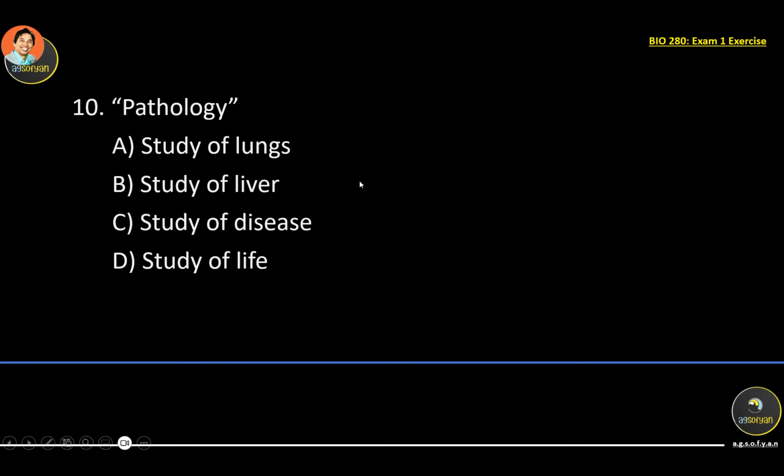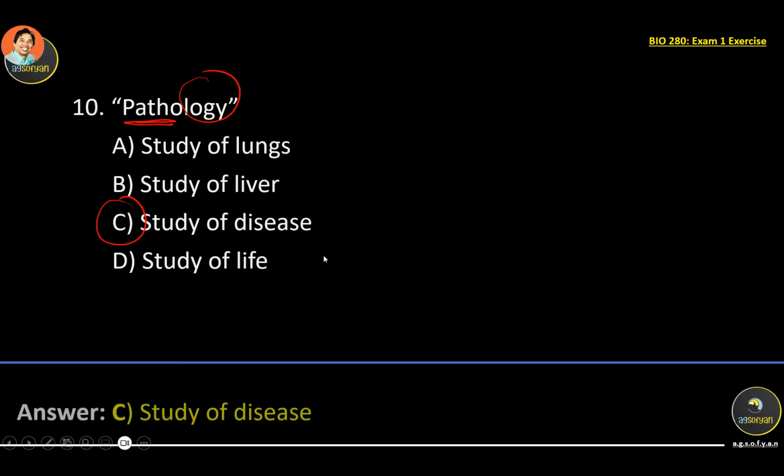Now, pathology. Okay, pathology will be, logy means study or science. So it's going to be study of disease. A, B, C, or D? It's going to be C, study of disease.